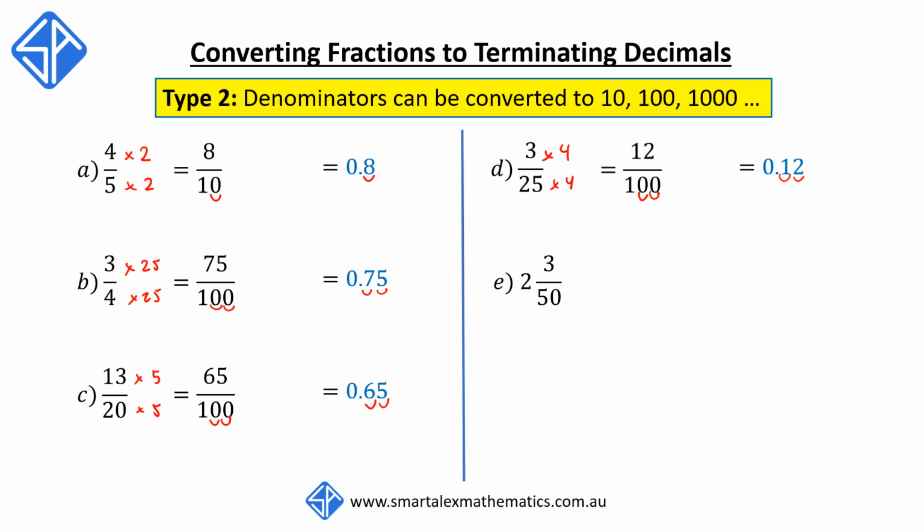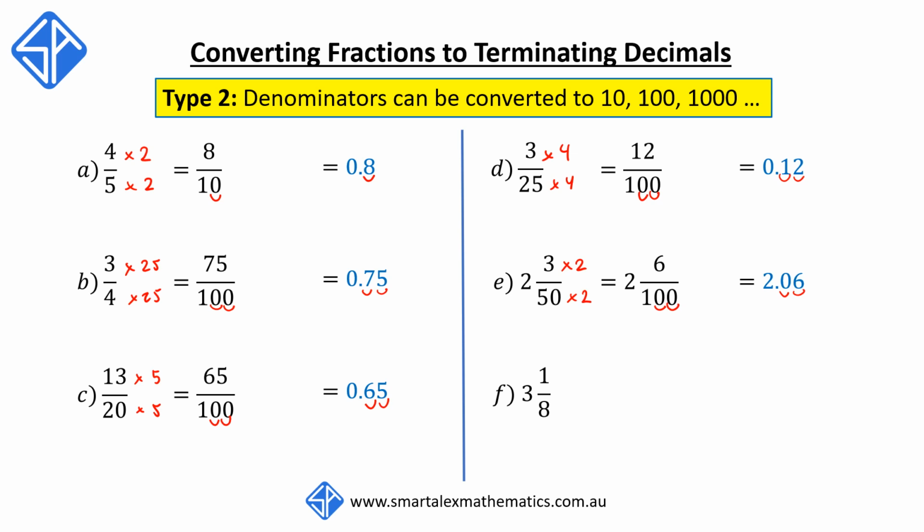Next, we have 2 3/50. Again, we have 2 wholes and 3/50. With the fractional part, we can multiply the top and the bottom by 2. So we can rewrite this as 2 6/100, which is equivalent to 2.06. 2 zeros, 2 decimal places.